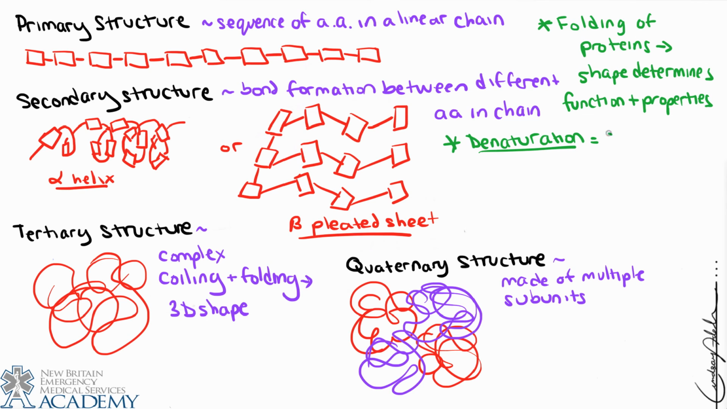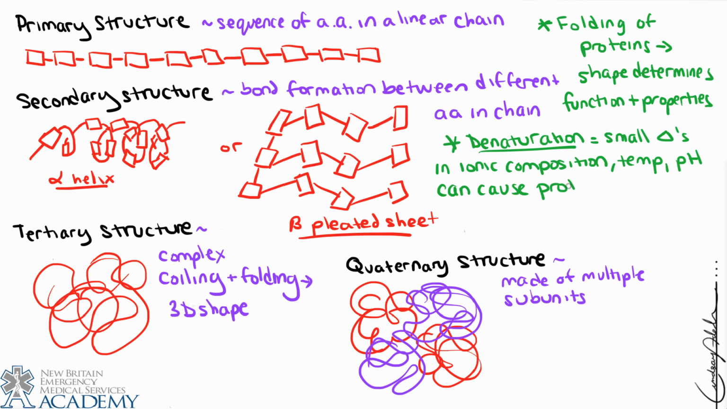Denaturation is a term that refers to the unfolding of protein. Small changes in ionic composition, temperature, or pH can cause it. If we suddenly have a drop in pH and we have acidosis, we can cause the proteins to unfold and become non-functional. Denaturation can be critical because sometimes if the protein is exposed to these conditions for a prolonged period of time, the protein will unfold and not be able to fold back up again. So we lose the functioning of our proteins.